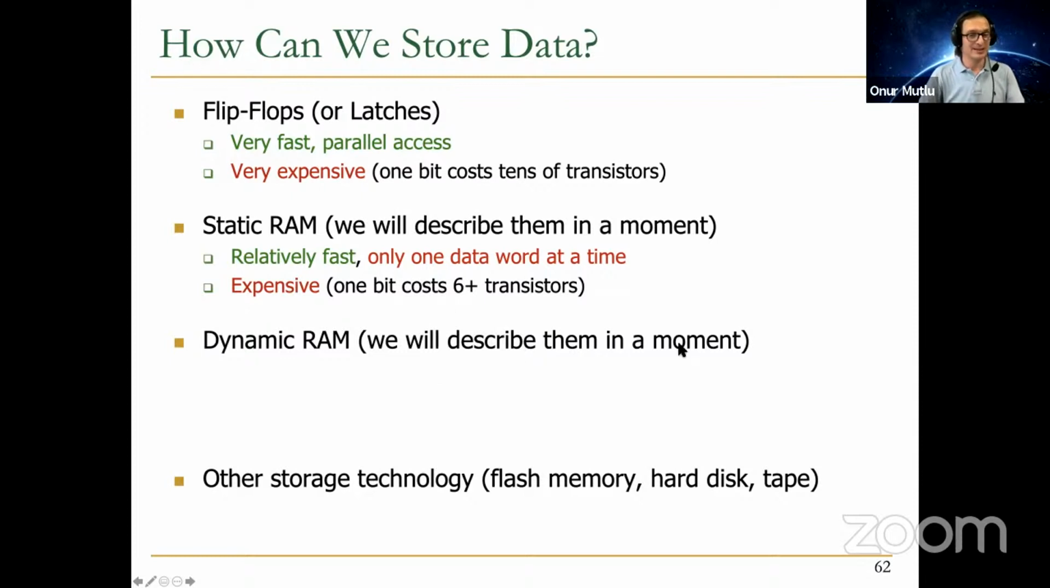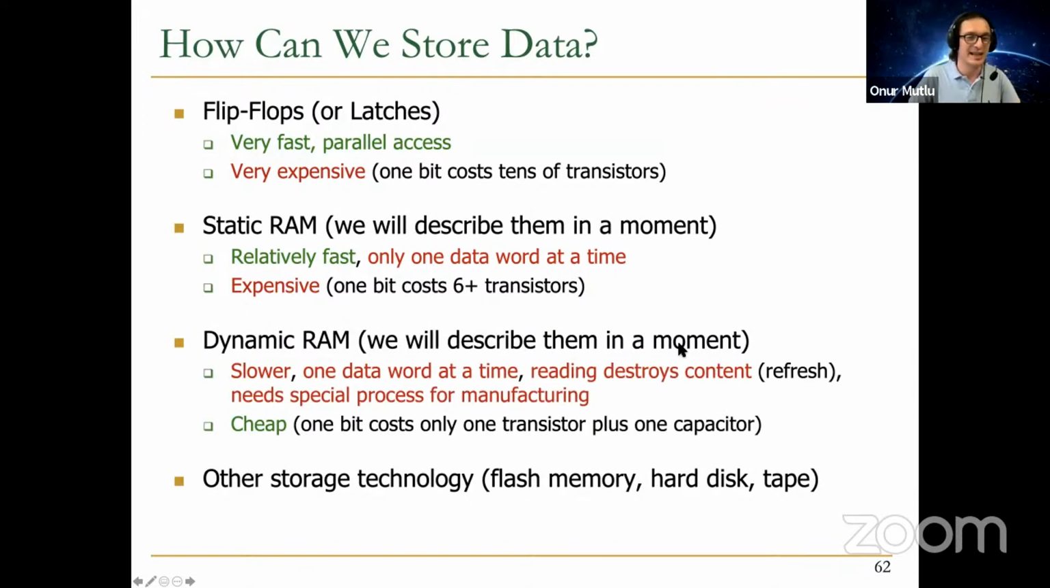Dynamic RAM, we will describe this also later in this lecture, but it's slower. Reading destroys content, as we discussed, and refresh, at the very beginning of the lectures, right? Lecture 1 or 1, 2, 3. And it needs a special process for manufacturing because it's capacitor based, but it's cheap. 1 bit costs only 1 transistor plus 1 capacitor. So that's why we build off-chip main memories using dynamic RAM.